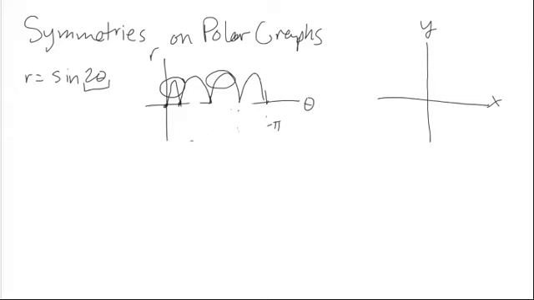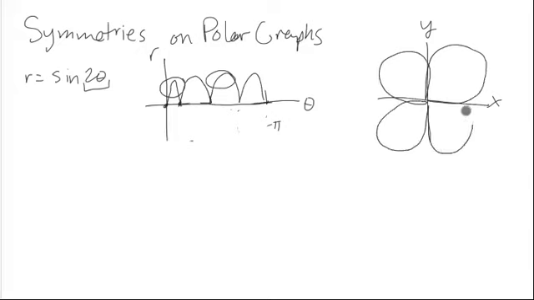These petals occurring in our different quadrants. This is quadrant 1, 2, 3, 4. And so in each quadrant, we have something occurring here. 1, 2, 3, and 4. Okay, so we have these 4 petals.